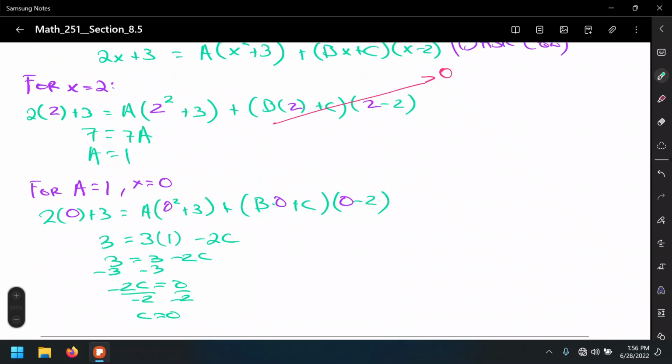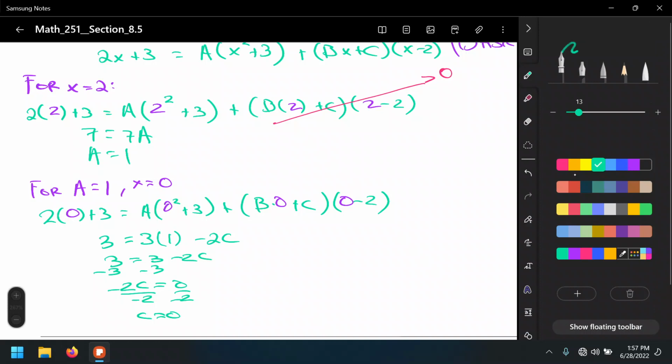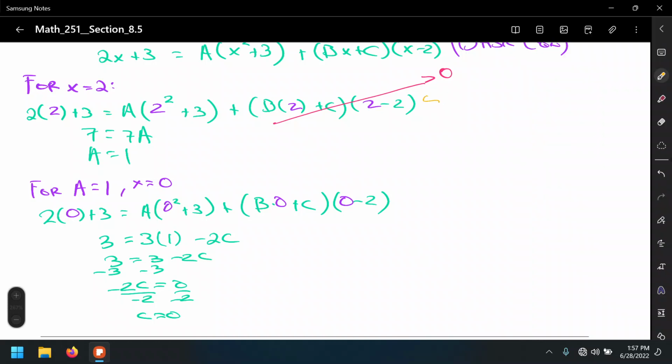So far we have A and C. Now we need to find the value for B. But the good thing is that we have a lot more information at this point. So in this case, we don't need to zero out any other letter. In fact, we can use our favorite number in this case. Well, let's see.